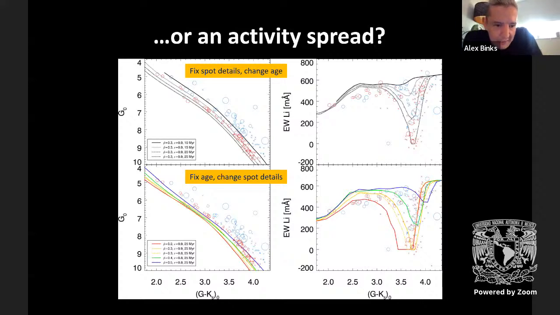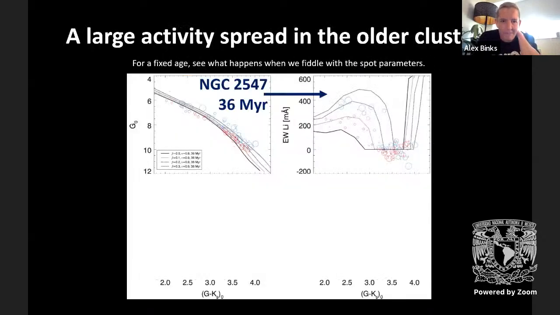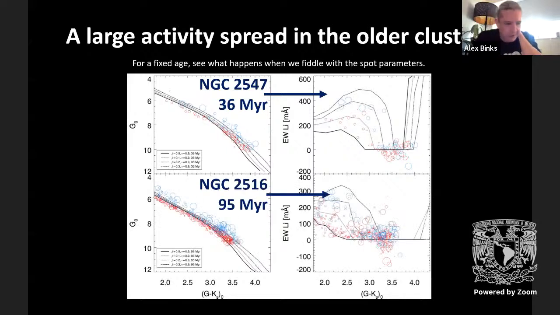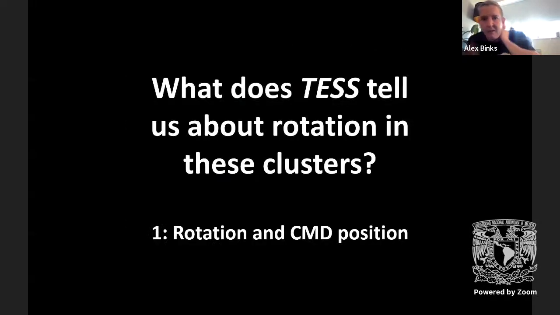Another way of looking at this is you fix the age and you change the magnetic activity. You can get some reasonable fits, not quite as good as changing the age, but to within a certain threshold. You could also change the spot details. If I was to bet which one, it feels like an age spread covers the data range a little bit better, but the magnetic activity spreads can't be taken off the table as well. So the same thing is seen in the older clusters, but I won't go into that just for time reasons.